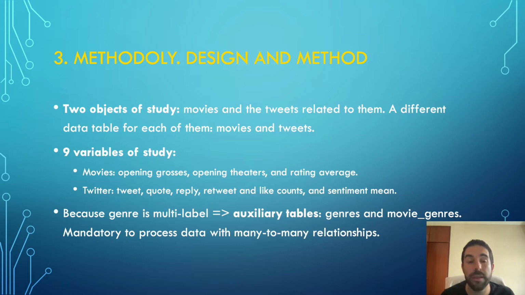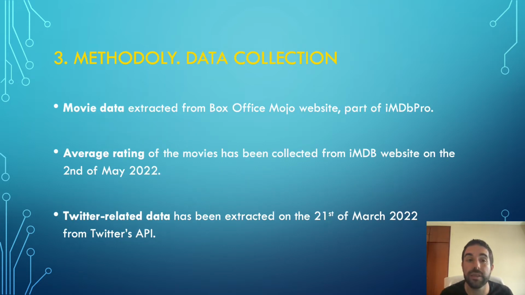Because genre is a multi-level factor, there have to be auxiliary tables, genres and movie genres, and that's mandatory to process the data with many-to-many relationships. Movie data has been extracted from the Box Office Mojo website, which is part of IMDb Pro. IMDb Pro is one of the biggest and most researchable movie databases on the internet, and it is owned by Amazon. The average rating of the movies was collected from the IMDb website on the 2nd of May 2022, and the Twitter-related data was extracted on the 21st of March 2022 from Twitter's API.